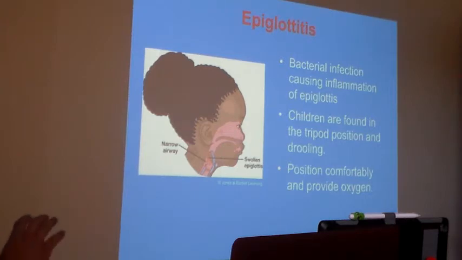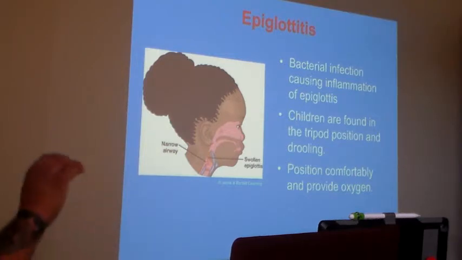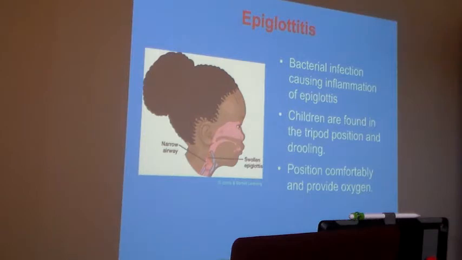Okay? These children are in the tripod position. Treat them gently. This is the only child that I would ever let sit in mom's lap during transport. They get what they want, because if they start crying, get agitated, that airway's going to shut down. Don't put anything in their mouths. If they tolerate the mask, cool. Put them on the mask, drive slow fast to the hospital.